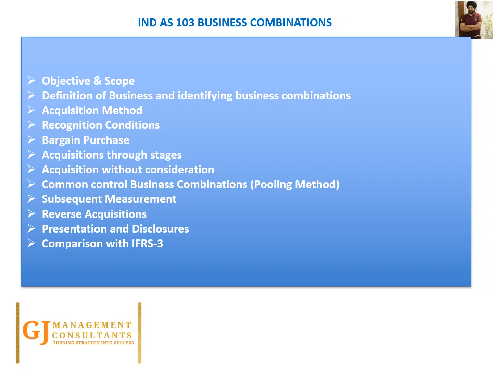The key topics that we are going to cover today are the objective and the scope, the definition of the business and identifying the business combination, what is the acquisition method, what are the recognition conditions, concept of bargain purchase. We'll touch base with acquisition through stages and when acquisition can happen even without consideration. Common control business combination, which is normally known as the pooling method, subsequent measurement, reverse acquisition, presentation and disclosures, followed by comparative analysis with IFRS 3. So let's begin this journey and move to the first slide.